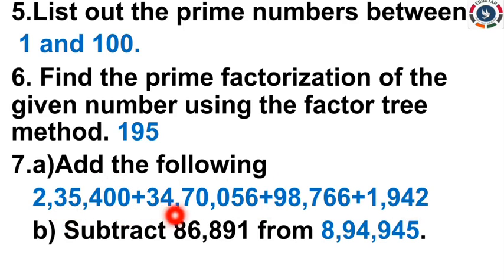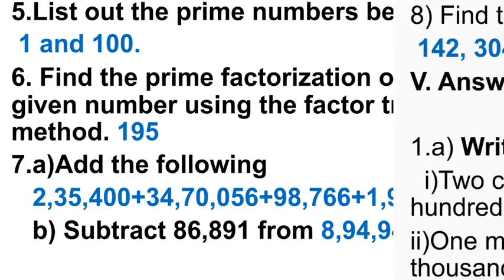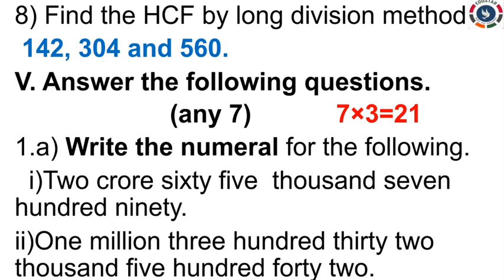Then B, subtract 86,891 from 8,94,945. Which value do we want to write first while arranging the two numbers? Which is the biggest one, that we want to write first. So write the greater value first and the smaller value second. Then you have to subtract the two values. And next one, eighth one, find the HCF by the long division method. So the long division method, already you use. So divide the two values and you will find the last divisor, the HCF. That HCF we use to divide the third value.